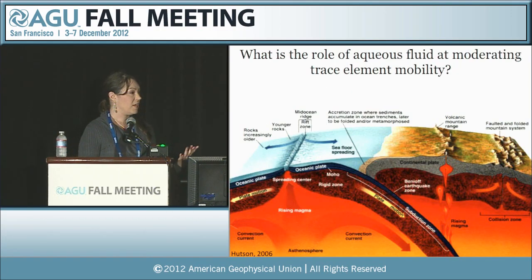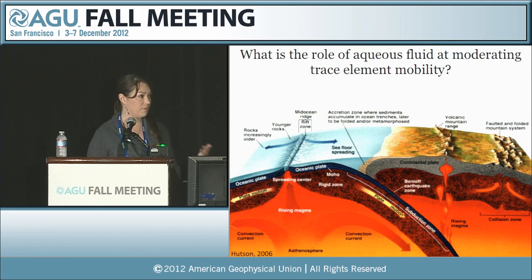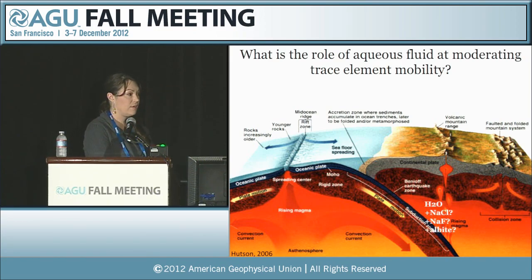So what was motivating our experiments in this project was to really understand the role of aqueous fluid at moderating trace element mobility. During subduction of the oceanic plate, we get a large amount of dehydration, which releases water into the mantle here. And a number of studies have shown that it's not a pure water phase, but it has some sort of dissolved component. And this dissolved component can have an effect on the solubility of various minerals.